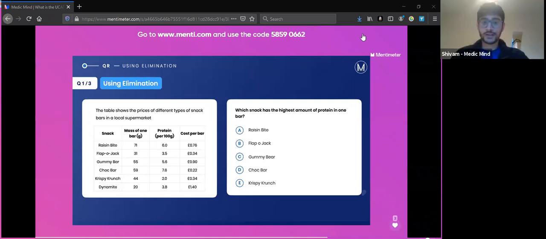And just to clarify, you can actually have a calculator in the exam. Well, you can't have a physical one, but in the UCAT exam, they give you a calculator on the screen that you can use. So yes, you would be able to use a calculator.